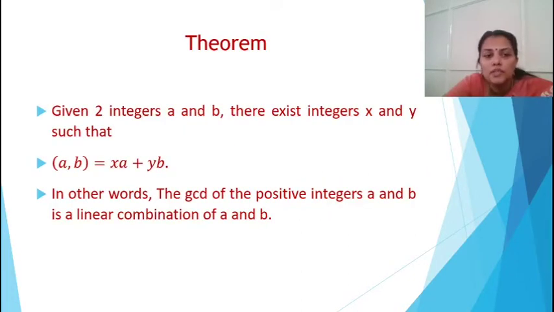Given two integers A and B, there exist integers x and y such that GCD of A, B equals xA plus yB. In other words, the GCD of the positive integers A and B is a linear combination of A and B.